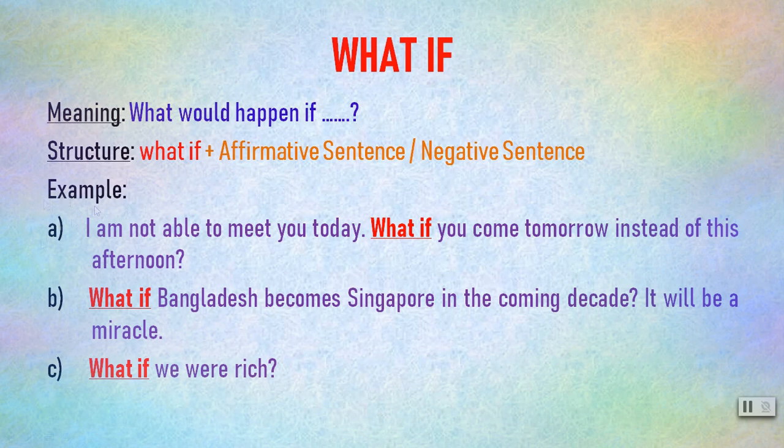Now the examples. A, I am not able to meet you today. Ami aje tomar sathe dekha korte parbo na. What if you come tomorrow instead of this afternoon? Ki hobe jodi aje bikeler poriborte tumi agamikal aso? Number B, what if Bangladesh becomes Singapore in the coming decade? It will be a miracle. Number C, what if we are rich?